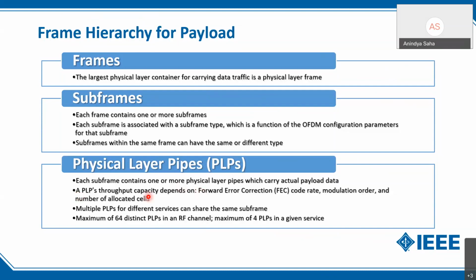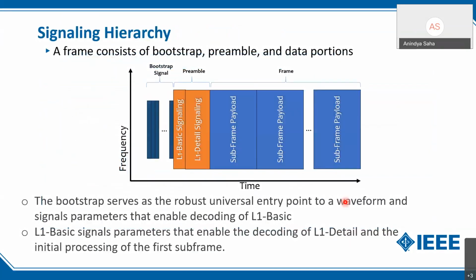And really, a PLP's capacity is determined by the modulation order, the number of cells allocated, and the FEC rates. Now, in general, what has been allocated by the standard is a maximum of 4 PLPs for a given service. And of course, you can have a maximum of 64 distinct PLPs in an RF channel. That is what the standard allows. So moving on, let us look at how signaling happens in this standard.